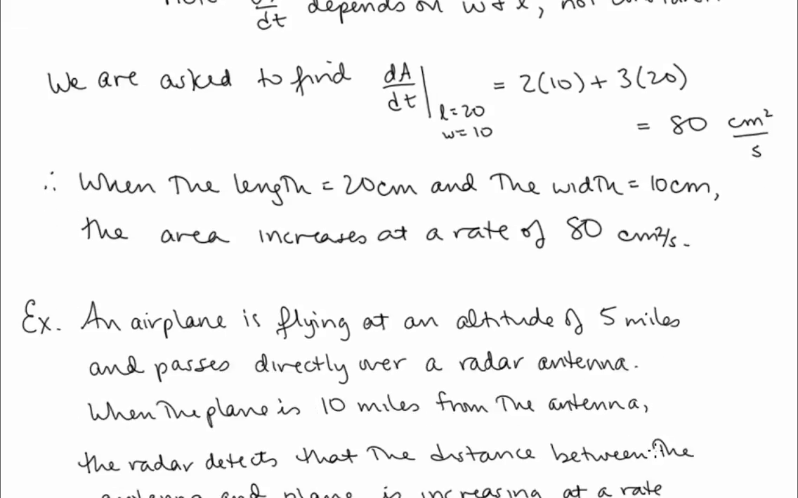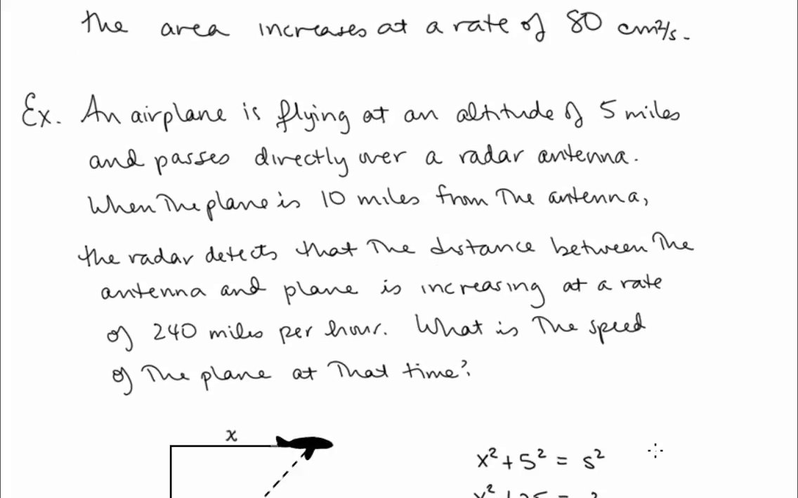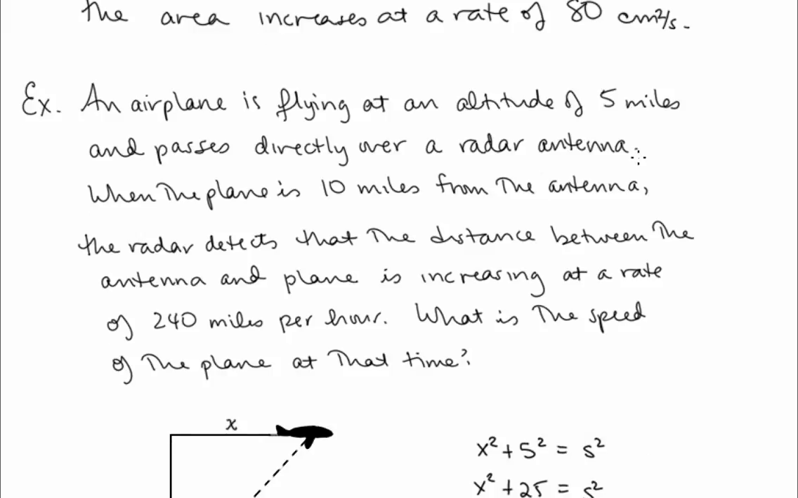Let's take a look at another. An airplane is flying at an altitude of 5 miles and passes directly over a radar antenna. When the plane is 10 miles from the antenna, the radar detects that the distance between the antenna and the plane is increasing at a rate of 240 miles per hour. What is the speed of the plane at that time?